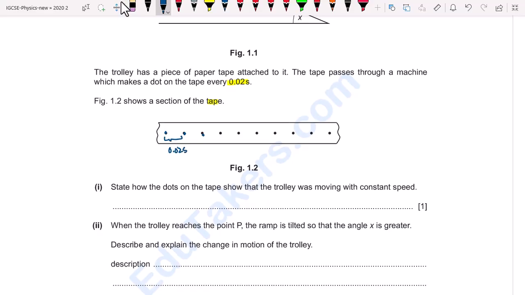0.02 seconds between two dots. Here is also 0.02 seconds. Time also remains the same, that is 0.02 seconds. So if the distance is the same and the time is also the same, then we can say that the body is moving with constant speed. So I write here: same distance is traveled in same time.